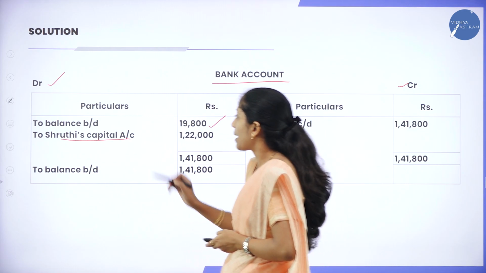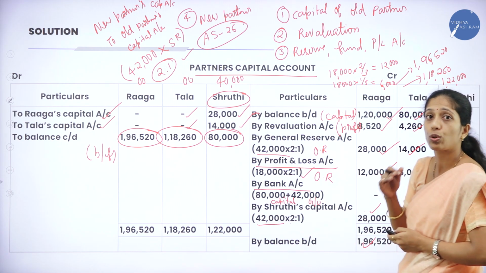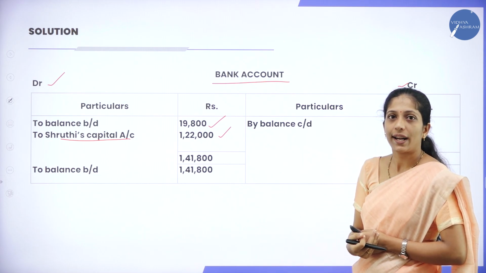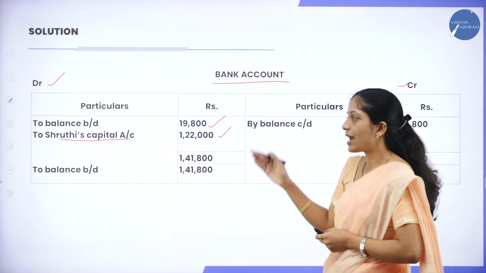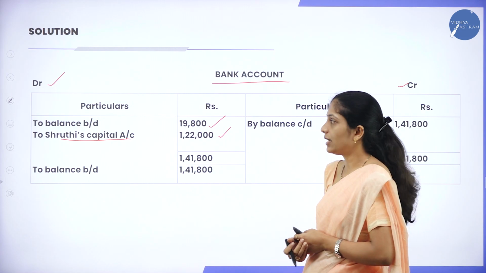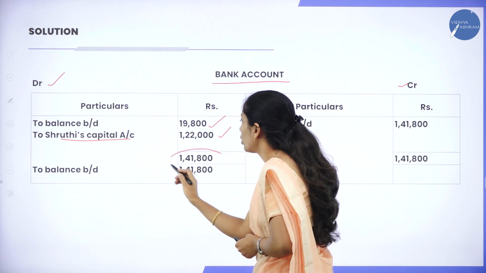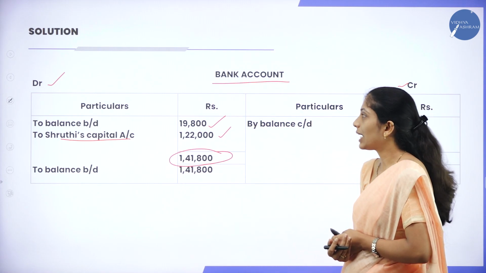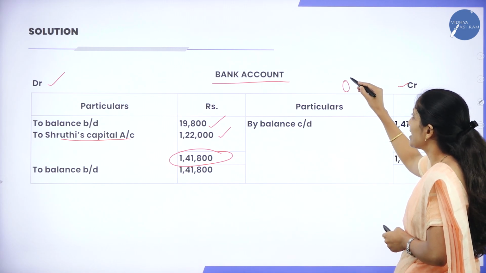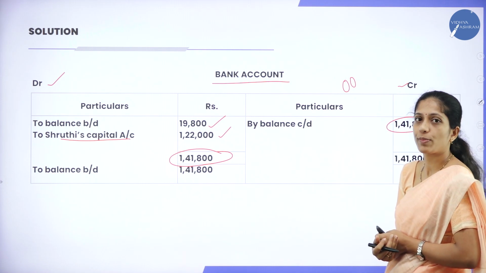So to Shruti's capital account, what is the amount? The amount is 1,22,000. That is the total of capital and goodwill. Then there are no other items to be recorded in the bank account. So as usual, we have to balance both sides and the balancing figure has to be carried down. Now 19,800 plus 1,22,000, so we'll get the total of 1,41,800. But when compared to the credit side, it is less. So it is just 0. Right, so the whole amount of 1,41,800 has to be carried down.